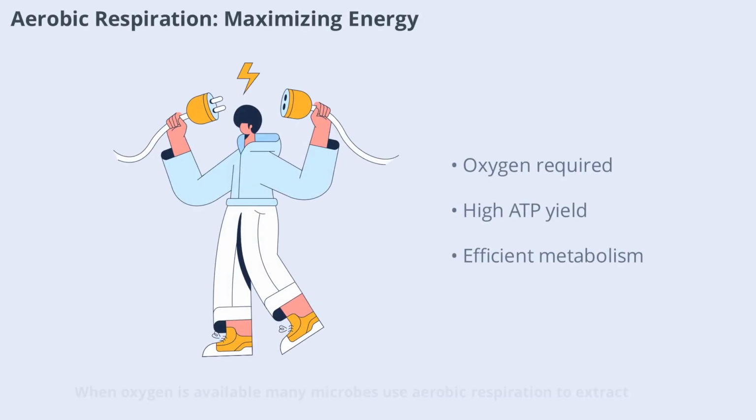When oxygen is available, many microbes use aerobic respiration to extract the maximum amount of energy from nutrients. This process involves the citric acid cycle and the electron transport chain, resulting in the production of much more ATP compared to fermentation. Aerobic respiration is highly efficient and allows microbes to thrive in oxygen-rich environments.